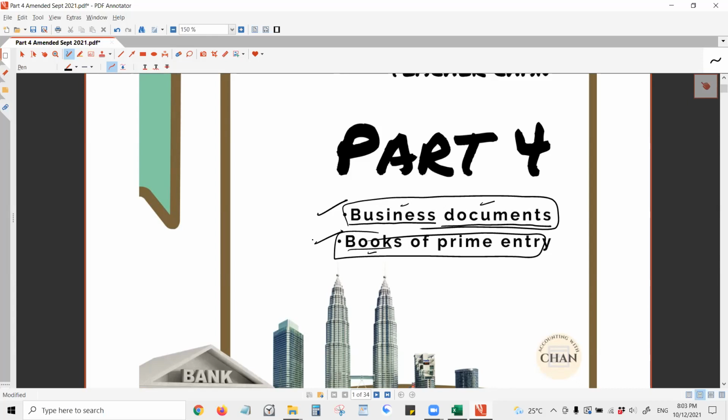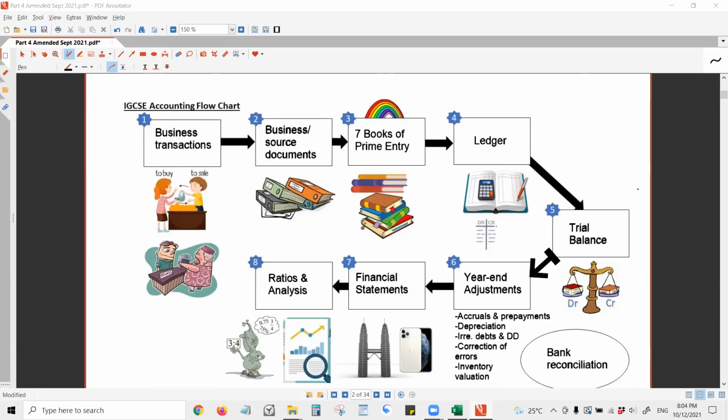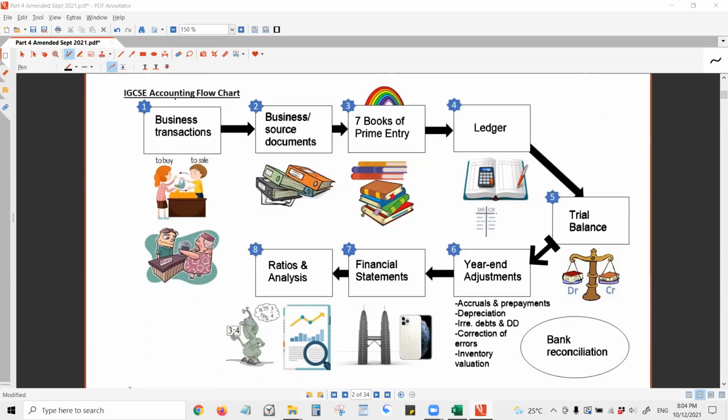Go to the first page, 47. Okay, page 47. Before we get on to see the documents as well as book of primary entry, let's have a look at this flowchart. This flowchart is meant for you to understand the entire process of IGCSE accounting, so that you can understand what you are doing exactly and which type of accounting you are doing when you are doing any topic.